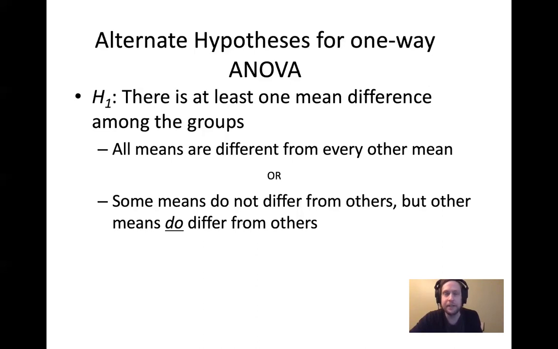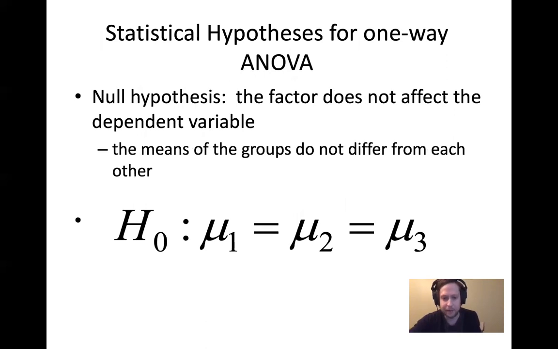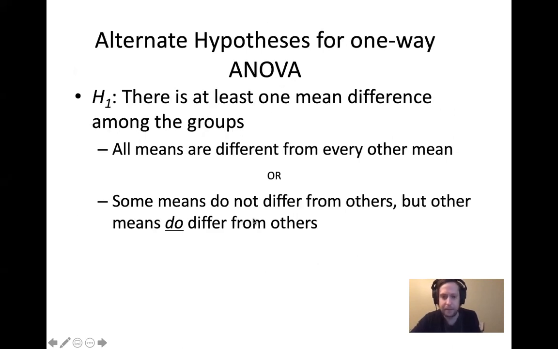So instead of trying to list out all of those different scenarios, it's just easier to write it in word form. There is at least one mean difference among the groups. So please note, the null hypothesis can be written nice and concisely as an equation right here: mu1 equals mu2 equals mu3. But the research hypothesis cannot. The research hypothesis has to be stated in words.